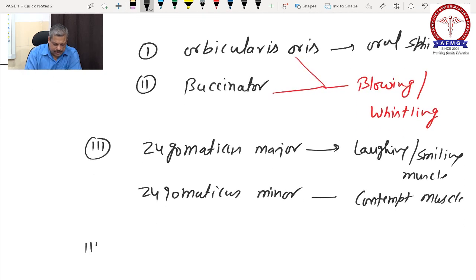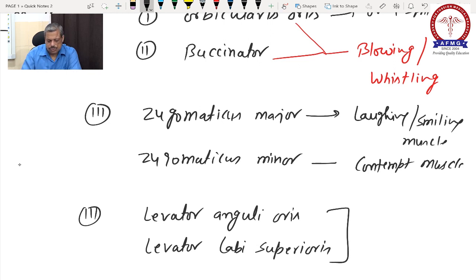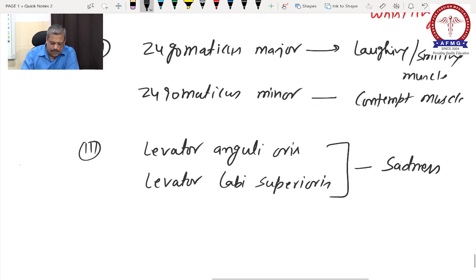The next important muscles are levator anguli oris and levator labii superioris. These two muscles, levator anguli oris and levator labii superioris, are the muscles for sadness. Clear? Like this, see here, this is the muscle for sadness, levator anguli oris and levator labii superioris.